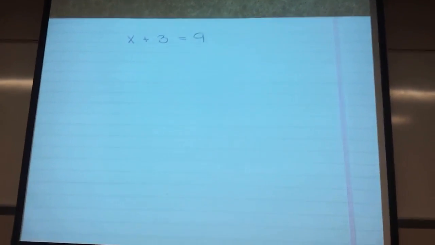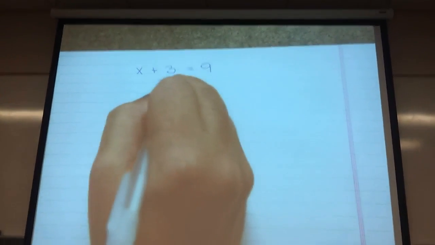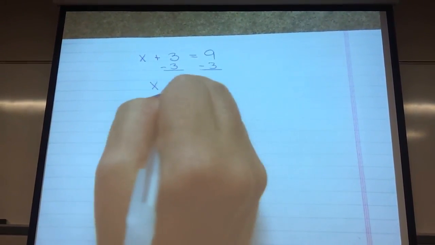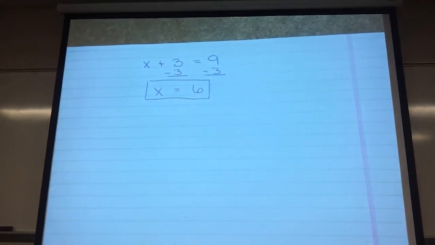So in order to solve this, what would you do? Subtract the 3 on both sides. So you would get x equals 6. And you would get one answer, and you were all happy and done.